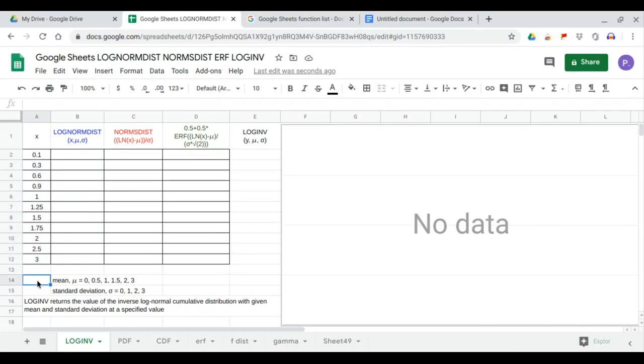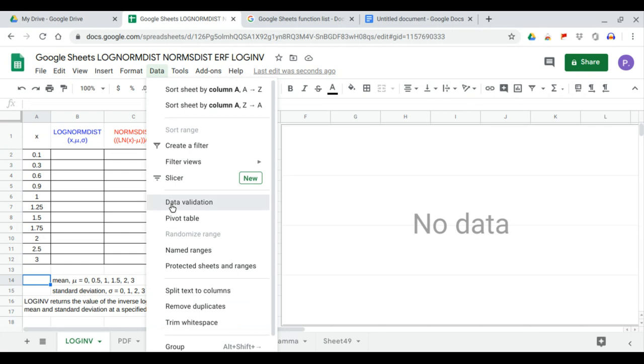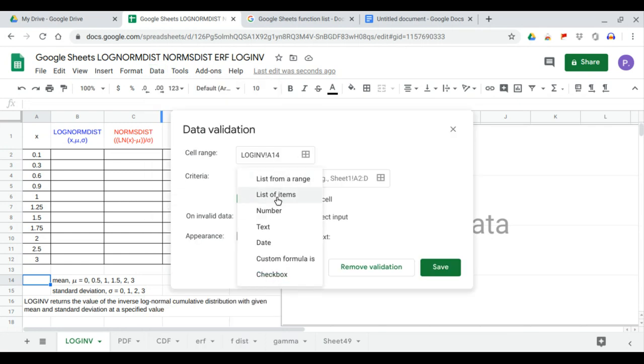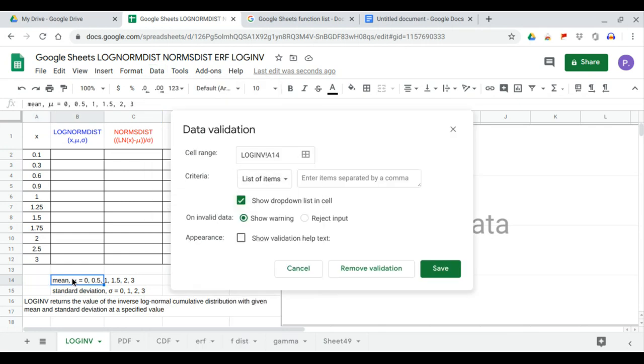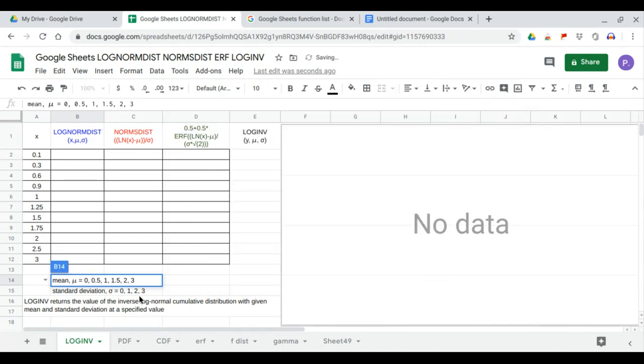So we begin with the values of the mean. We have data validation. We use a list of items and copy this. Enter here. And we have 6 values of mean to choose from. Let's say we'll put 2 there.